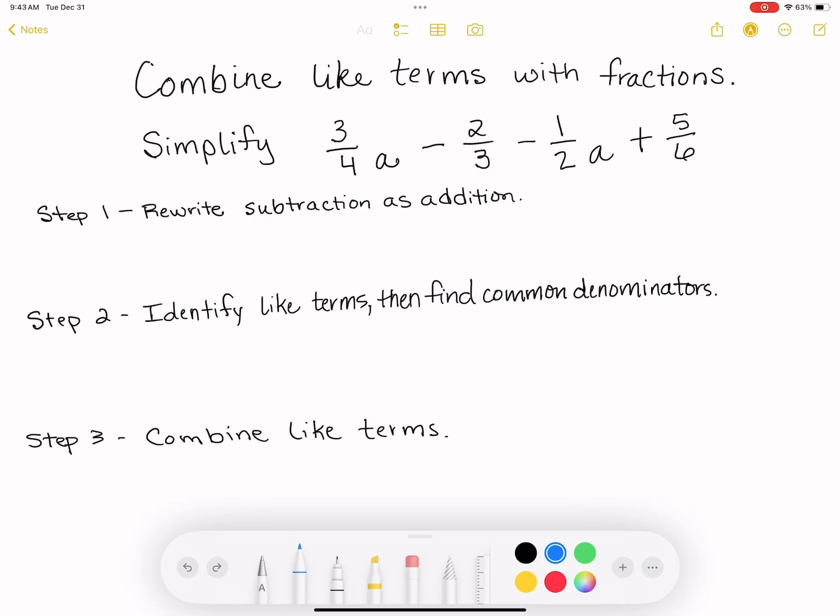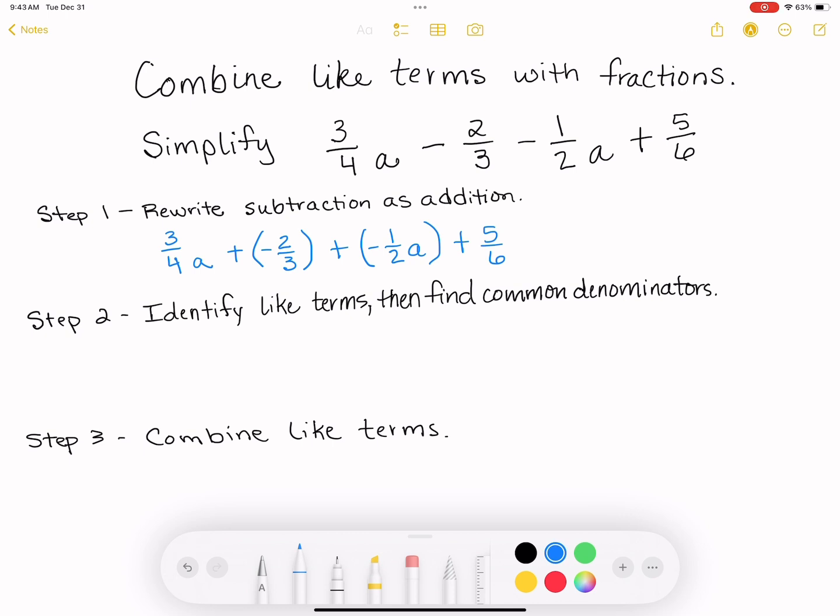Combine like terms with fractions. Simplify 3/4 a minus 2/3 minus 1/2 a plus 5/6. Our first step is to rewrite subtraction as addition. So we have 3/4 a plus negative 2/3, and I'm using the parentheses to separate my signs, plus negative 1/2 a plus 5/6.